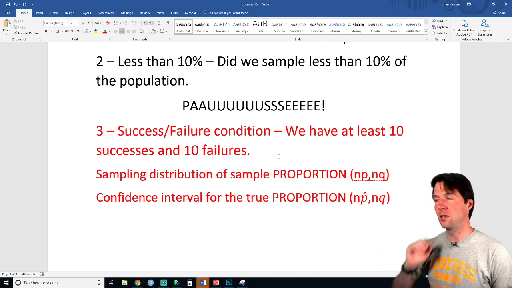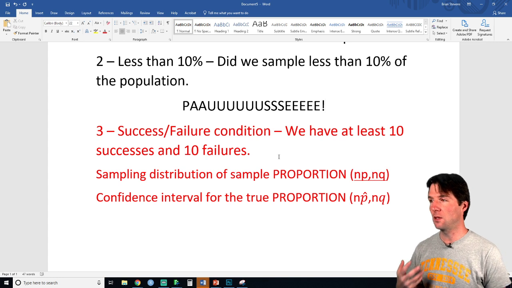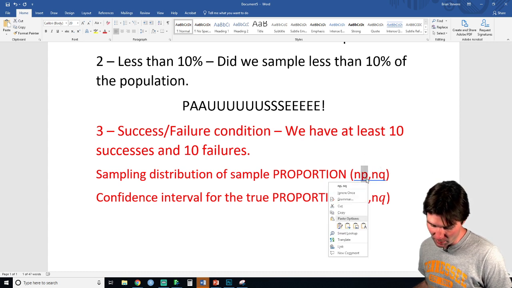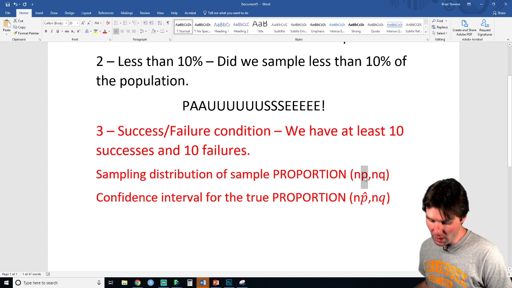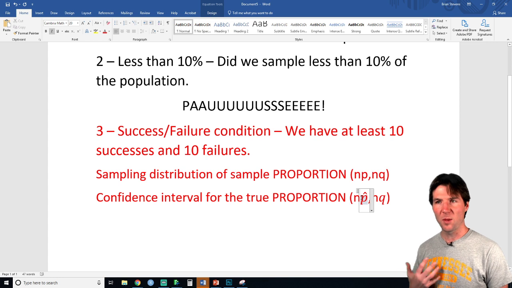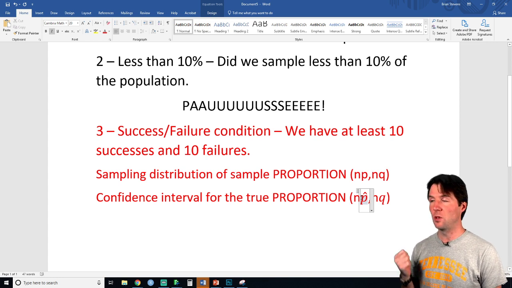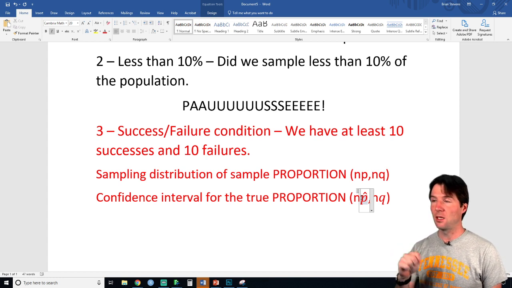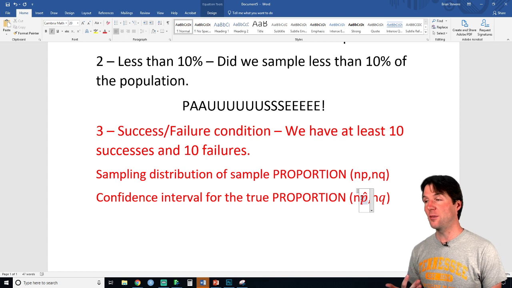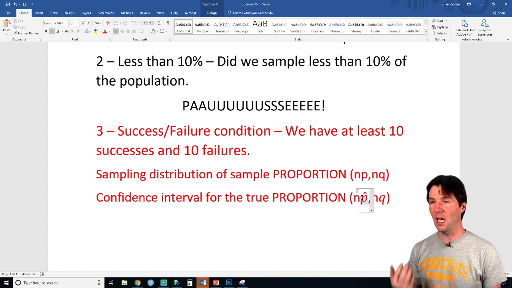Now I want you to think about something interesting. If you're making a confidence interval for the true proportion, you would not know P. Since you don't know P, you could not possibly use P down here. Does that make more sense that the third condition when we do proportions is either np, nq for the sampling distribution of the sample proportion, or it is n p-hat, n q-hat when we make a confidence interval for the true proportion, because we would only have p-hat.